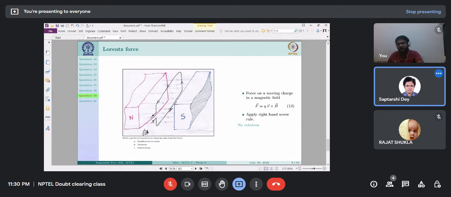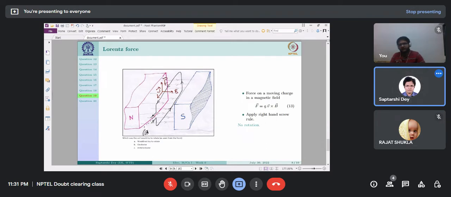Now the same setup, only the alignment of the coil has been moved, and again we have been asked to find out whether the coil will try to rotate or not. So now here we have similarly V in this direction and B in this direction. So again by the right hand screw rule, we have force towards up.